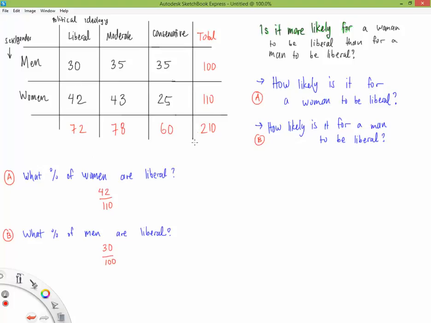Before I go and punch these into the calculator, I want to make sure everyone is okay with going from this question into these two questions, and then from these two questions into basically these fractions here. Are there any questions?